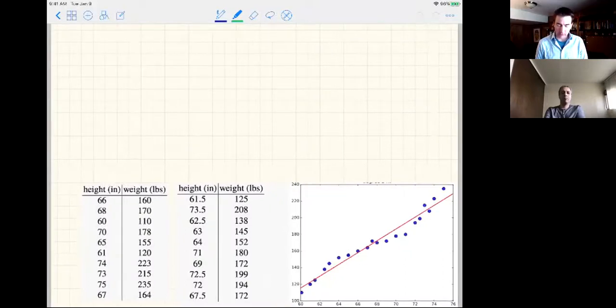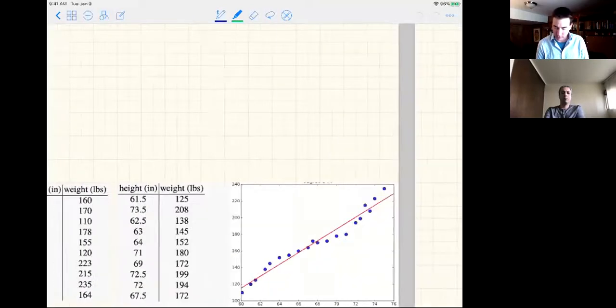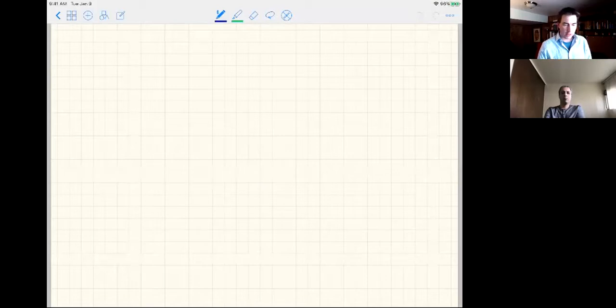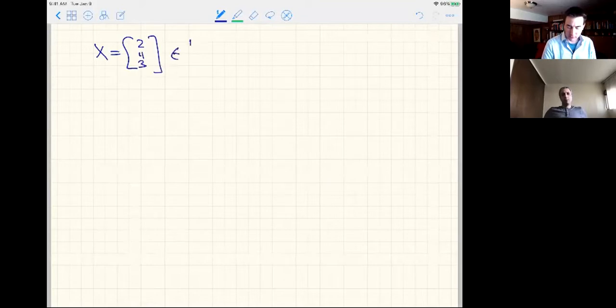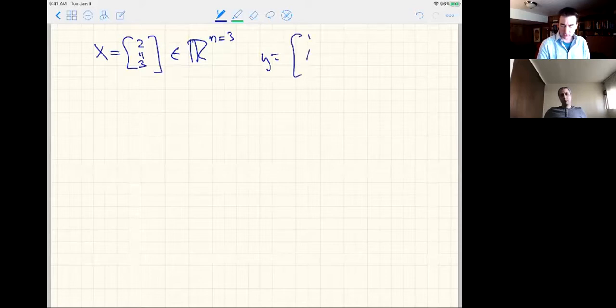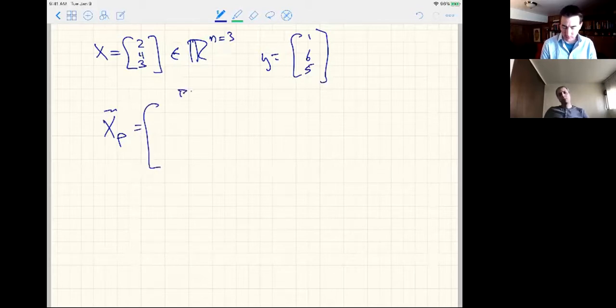Okay, so let me first go through a very small example. Let's say x is going to be 2, 4, 3. This is in Rn, which is R3 in this case. And then y is going to be 1, 6, 5. And so I'm going to blow x up into xp tilde, and we'll do this for p equals 5, just so it's clear.